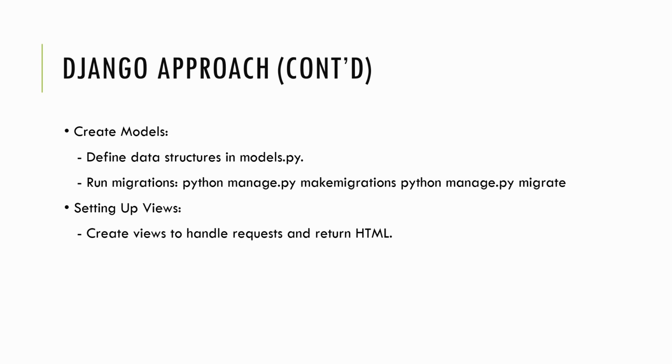Once your project is set up, you can define your models in Django. Models represent the data structure of your app, and Django automatically creates the necessary database tables for you. After creating models, you will run migrations to apply the changes to your database. Next, you will create views that handle the logic and render templates with data.